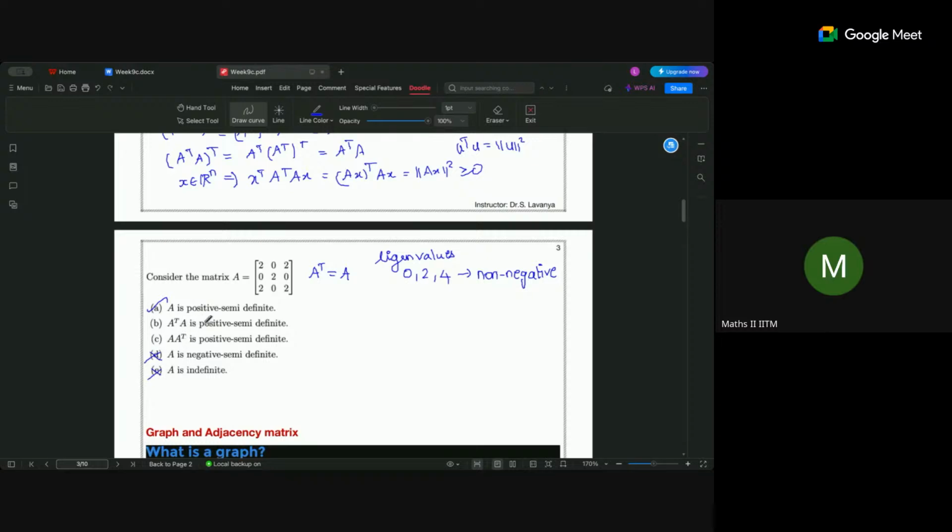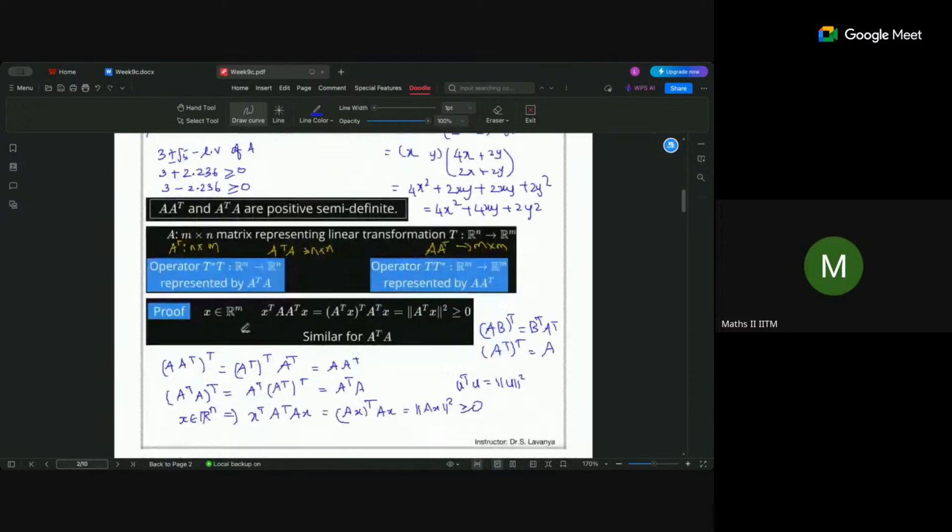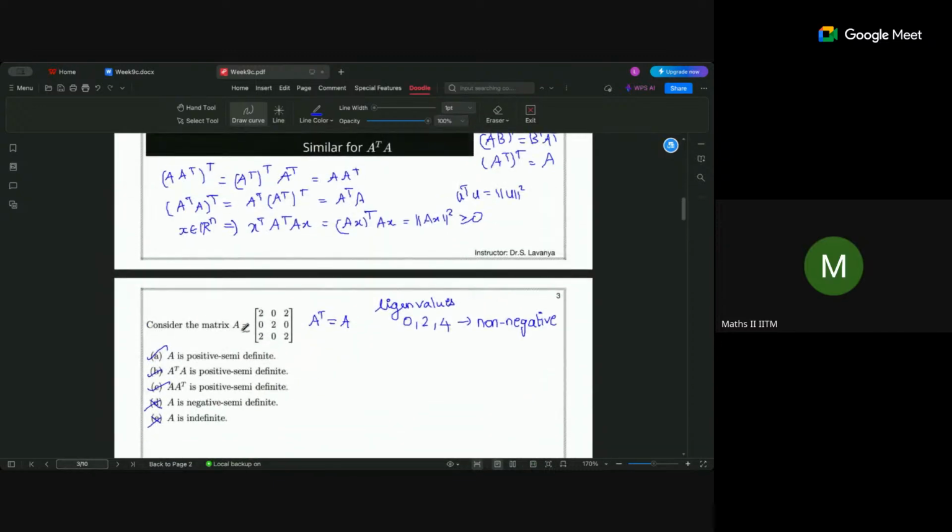What about these two options? So whatever is your given matrix A, always A transpose A and A A transpose are positive semi-definite matrices, right? So because of this, A, B, and C are correct options. Clear? Is it fine for everyone? So we are completing the topic positive semi-definite here. So the concept is clear for everyone. Any doubts in this?